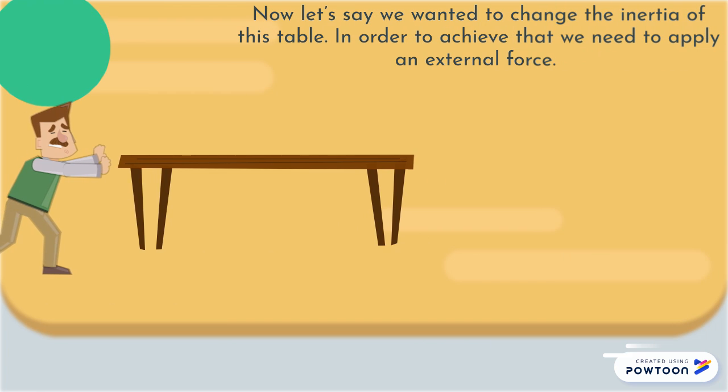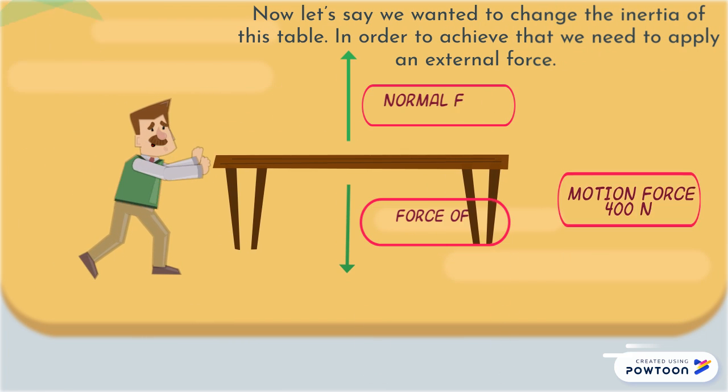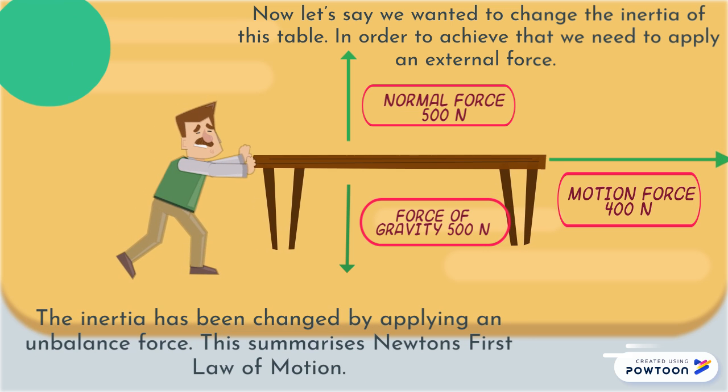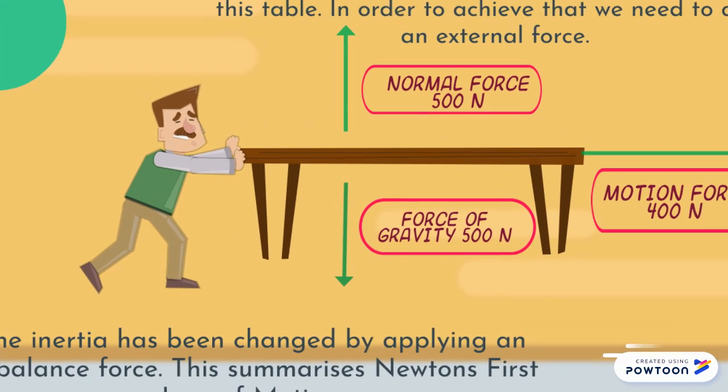John decides to suddenly push the table, eventually causing it to move. John eventually accomplishes the mission of changing the inertia of the table by applying an external force of 400 newtons.